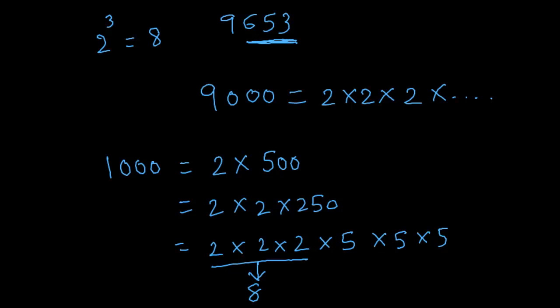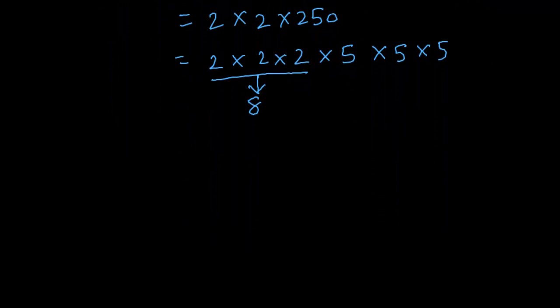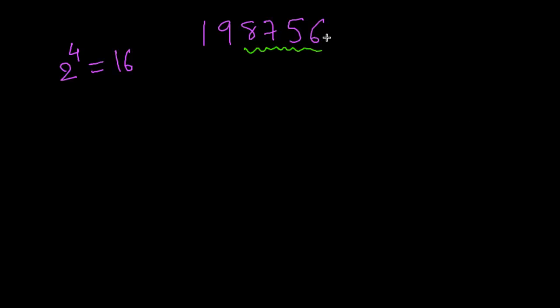Now I will take the last case. This test can be applied to any of the powers of 2, but I will conclude with this last case, that is 2 raised to 4, which is 16. The given number is 198756. Now first thing is to divide the number and see if it is divisible. The other way is to check the last 4 digits. Why last 4 digits?